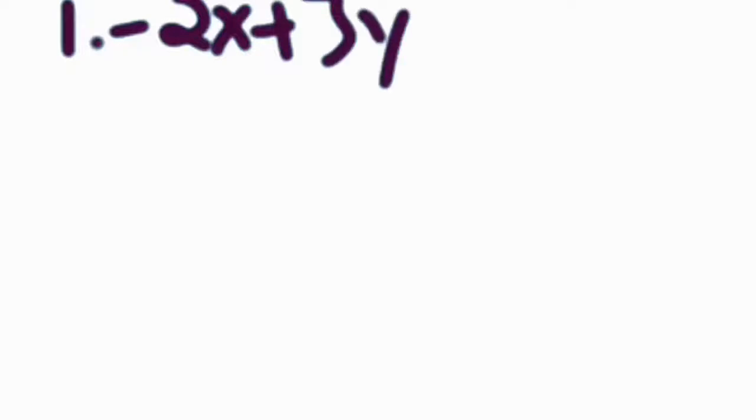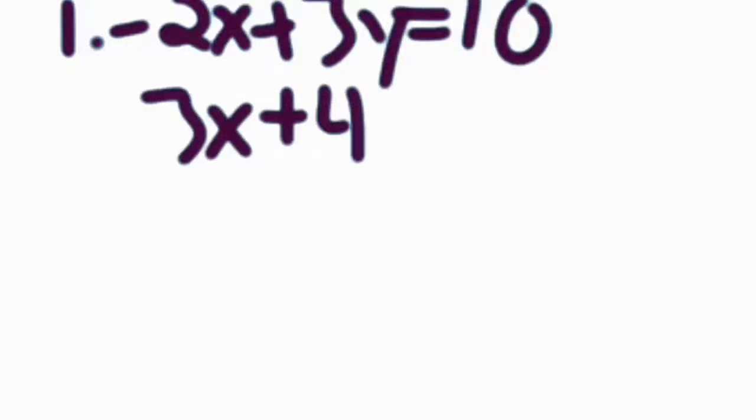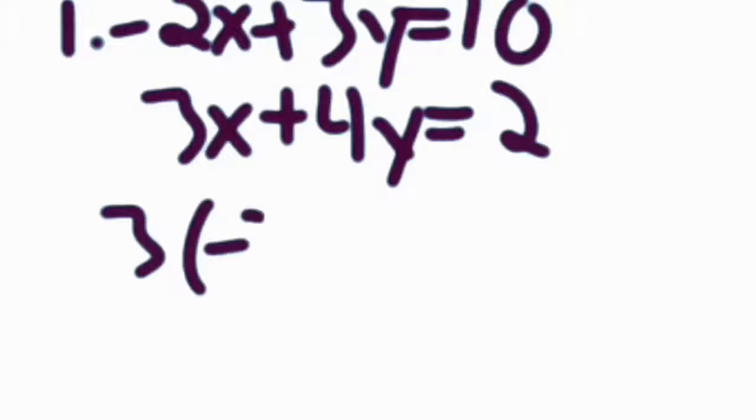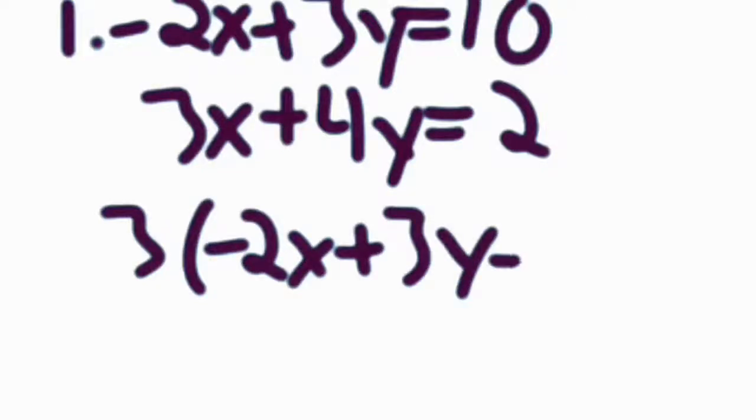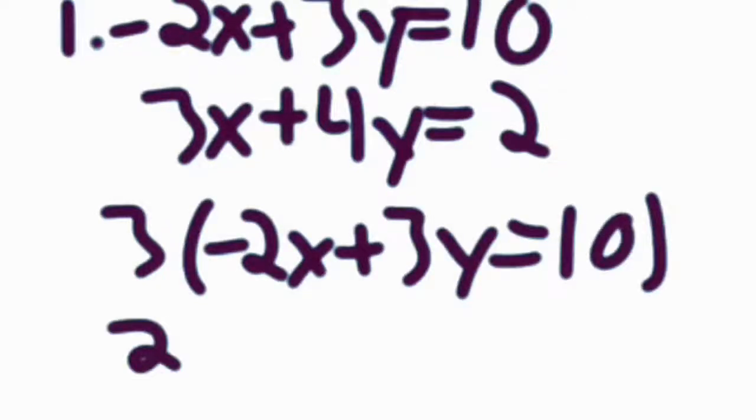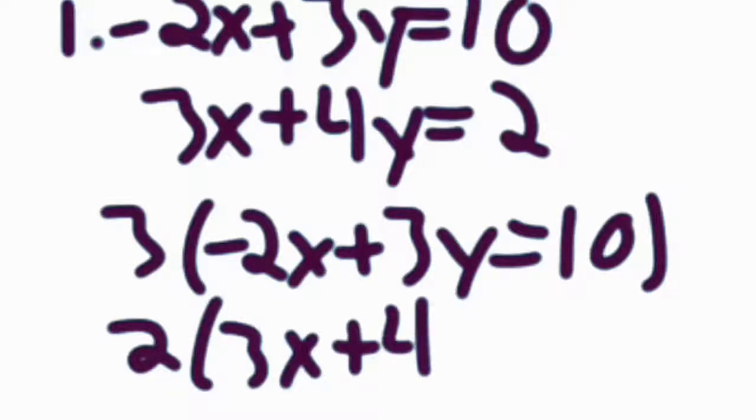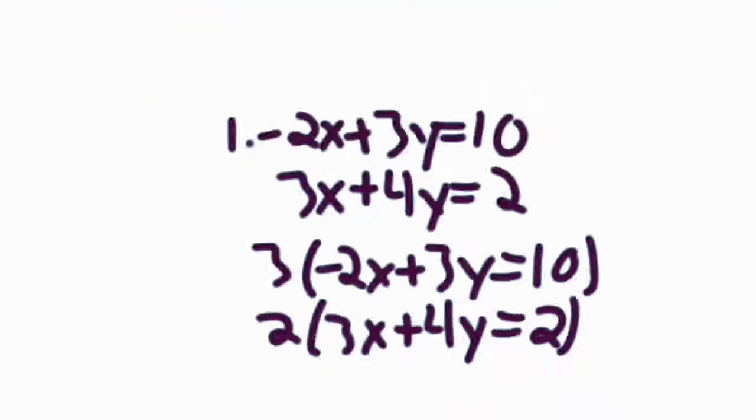Alright, so number one is negative 2x plus 3y equals 10, and then 3x plus 4y equals 2. I don't know why I just exited out there, but now, so you want to eliminate one of the variables, so we're going to eliminate x. So multiply the top by 3 and multiply the bottom by 2.